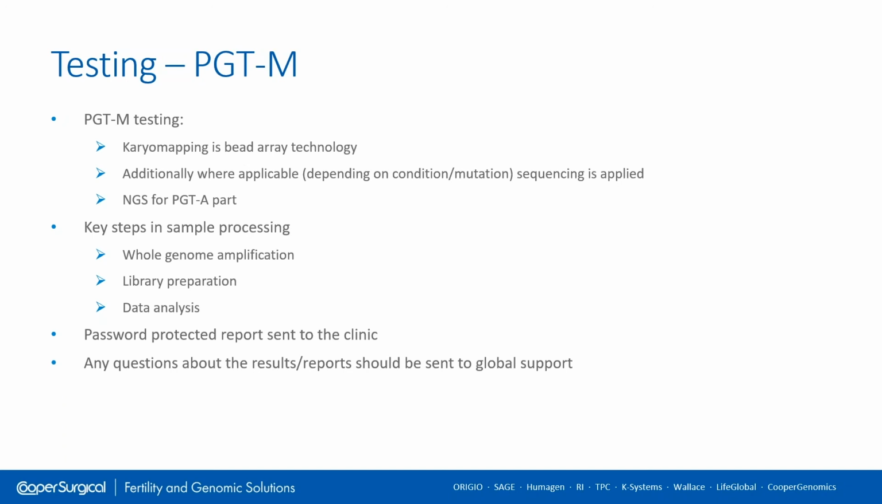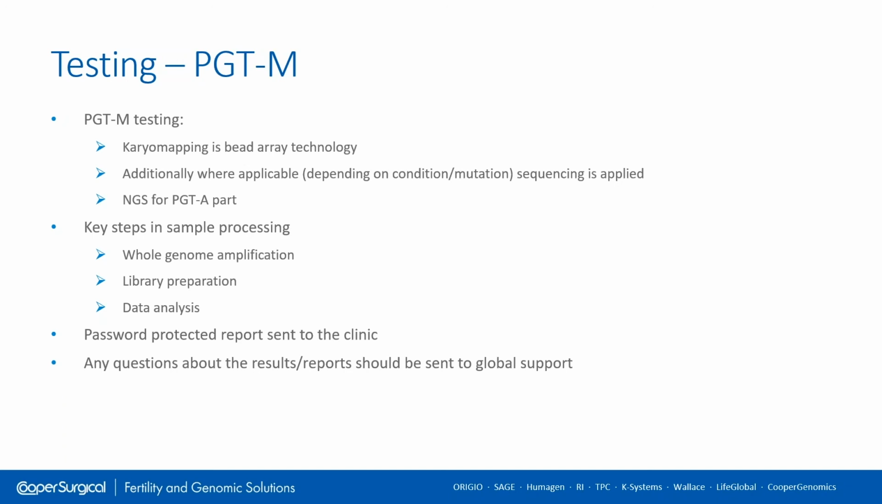We run the PGT-M part of testing first, and all the embryos from PGT-M testing that are found to be suitable for transfer are then analyzed on PGT-A to report ploidy status. So we not only report on the allele, gene or mutation inherited status, but also whether the embryo is euploid or aneuploid. The key steps in sample processing are, once again, whole genome amplification to get DNA amplified from the cells that you submit to us. We prepare libraries that are later analyzed, and we analyze the data.